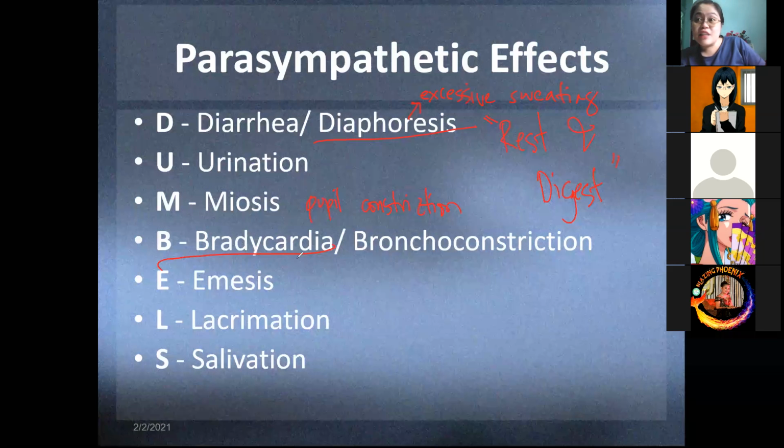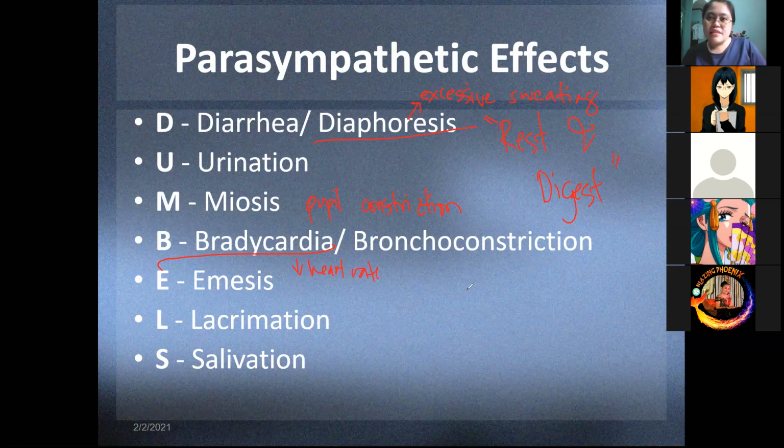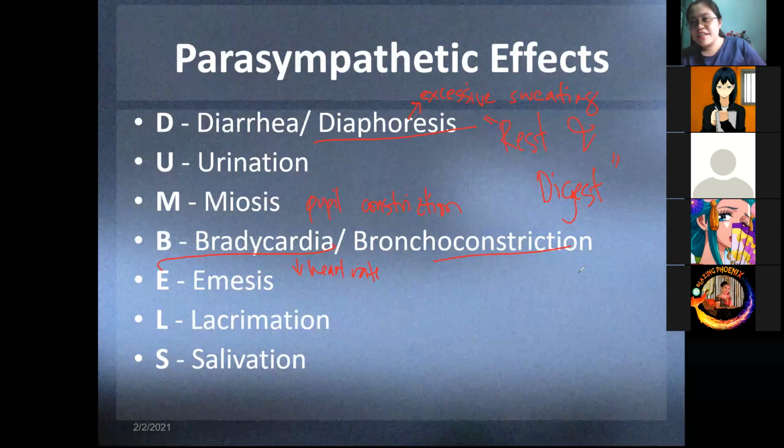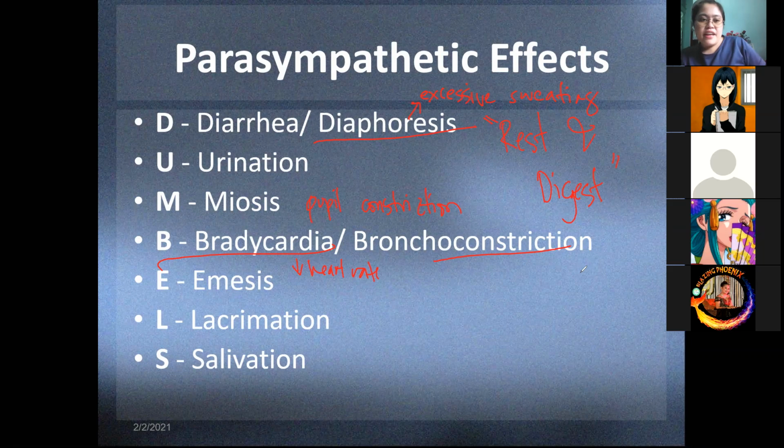Bradycardia is a low heart rate, less than 60. Yes, correct. Lower than normal. And then you can experience bronchoconstriction as a parasympathetic effect. And then emesis is vomiting.